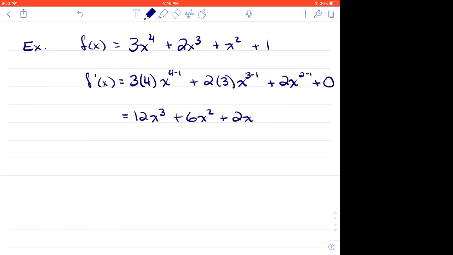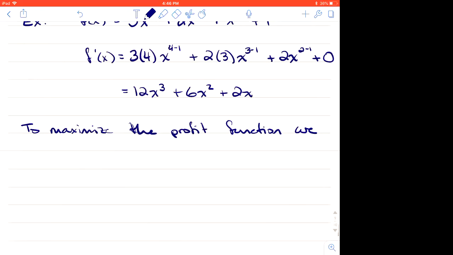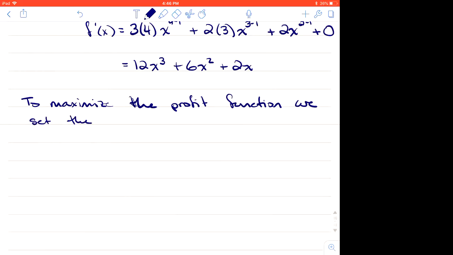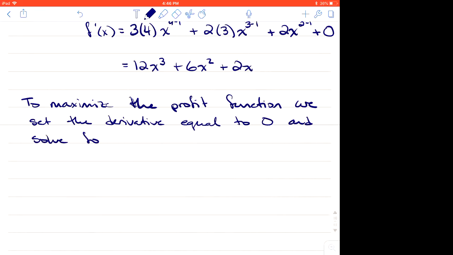Okay. So now, to maximize the profit function, we set the derivative equal to 0 and solve for x. So in this case, we would say, okay, then 0 is 12x to the 3. Oh, I need a better example. I'll use the one I have here.